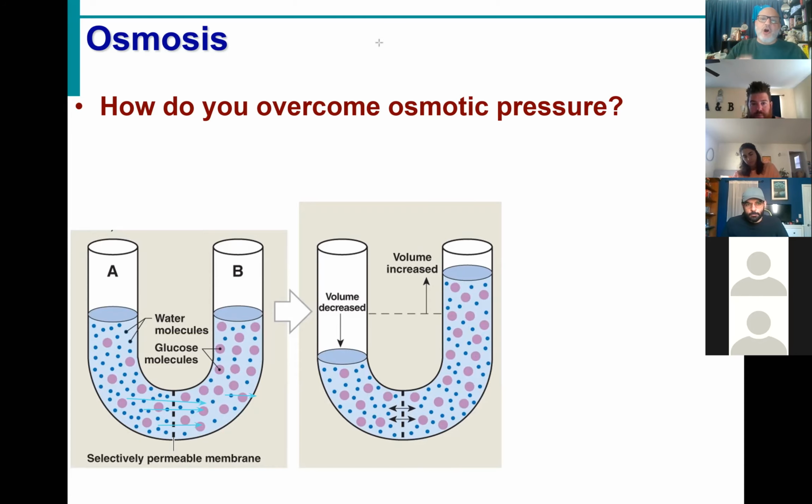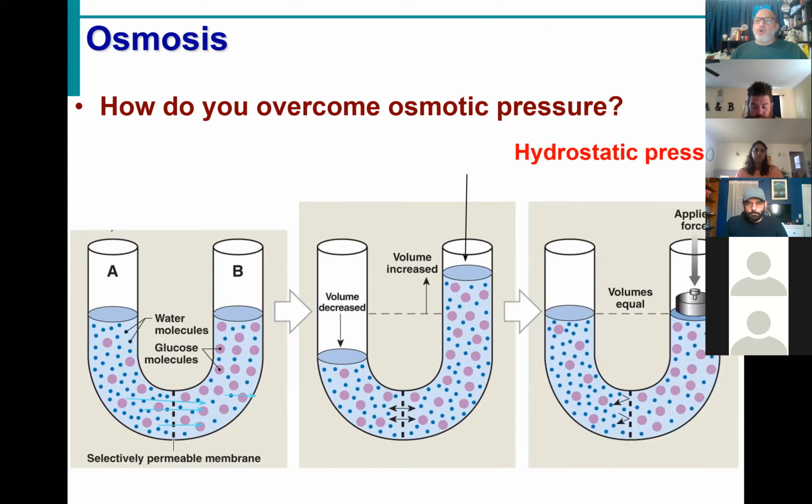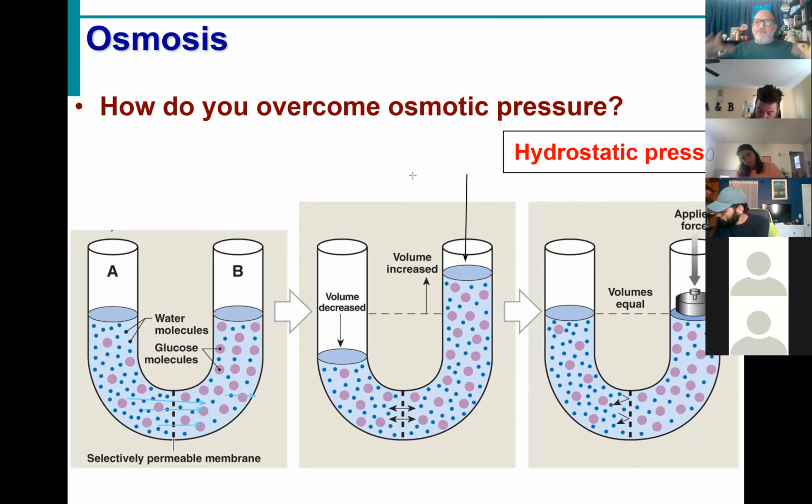I could put a force on the water, like for instance, putting a weight on this side. And by putting a weight on that side, I can put a force on the water. And of course, we have a fancy term for that force on the water. We call it a hydrostatic pressure. So the opposite of osmotic pressure is hydrostatic pressure, the force we're putting on the water, or the force of the water on its boundaries. That's how we define hydrostatic pressure.